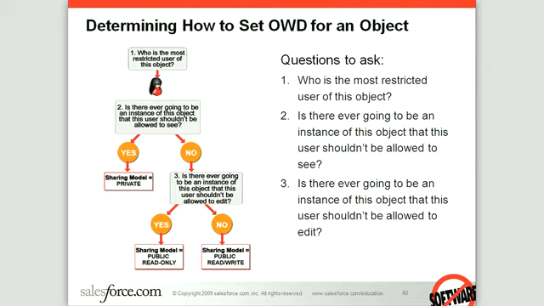Is there ever going to be an instance? So if the answer is no, then we ask, okay, well, is it read-only? Can they edit it? Is there ever a record that this user shouldn't be allowed to edit? If the answer to that question is yes, then we'd set it to read-only. If the answer to that question is no, then we just set the org-wide default equal to read-write. Okay? All right. Does that make sense? The thing about org-wide defaults is they're org-wide. So, all right.